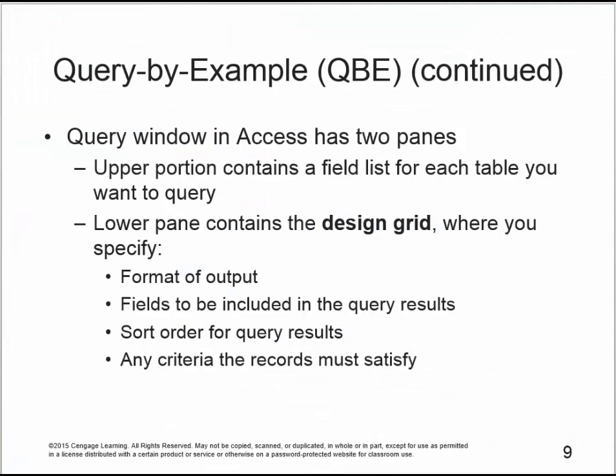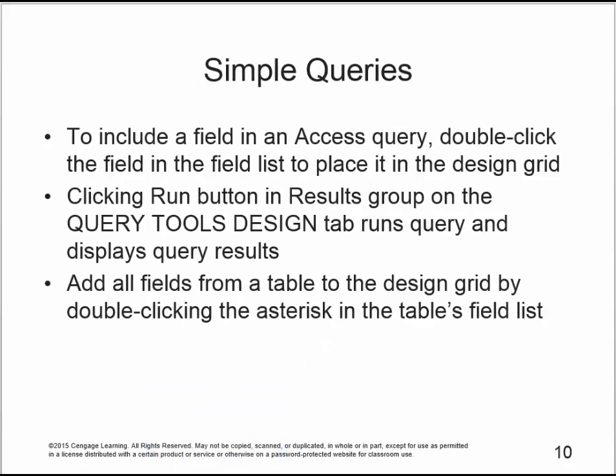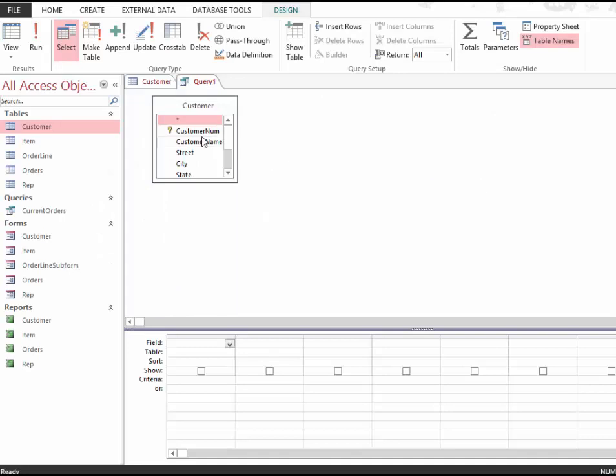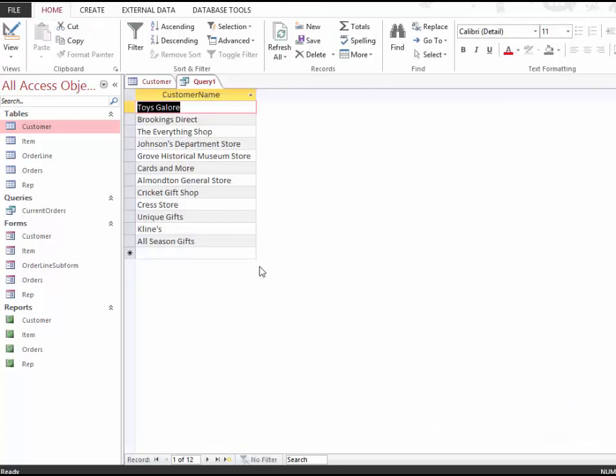So there in my upper portion I have the field list, the lower pane is my design grid. And if I want to include a field in my Access query, I simply double click it to place it in the design grid, and then I can click Run to see the results of my query. So for example, if I want to see just customer names, I can double click it and it will appear down here in my design grid, and then I can click Run to see that query. So that's a very simple little query that I can use just to show you how we get started.